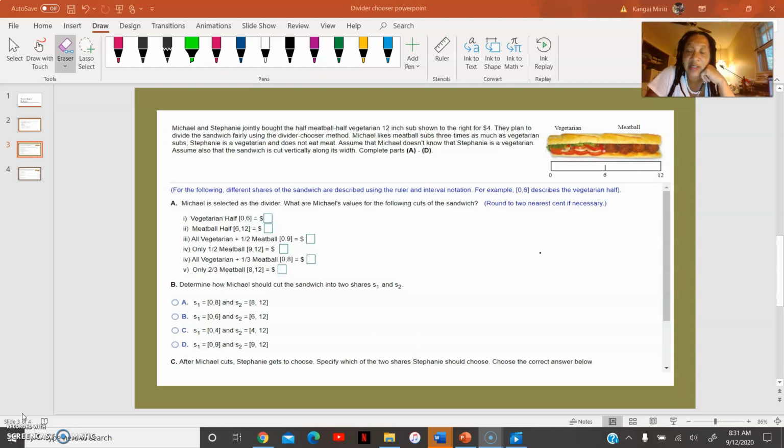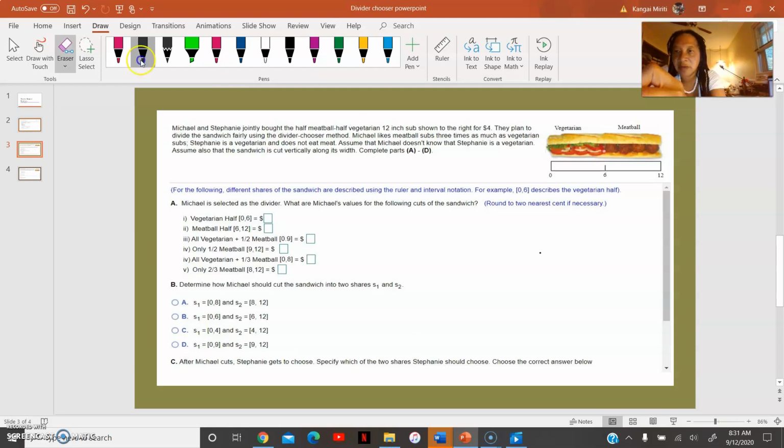Stephanie is vegetarian and does not eat meat. Assume that Michael does not know that Stephanie is vegetarian. Also assume that the sandwich can only be cut vertically. That means straight down, right, at some places, vertically. And now we're going to look at the questions that they've asked us.